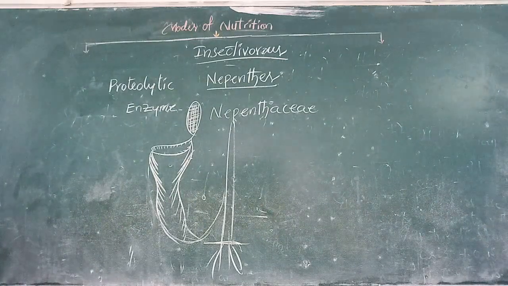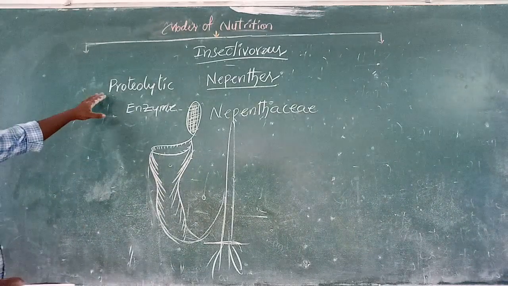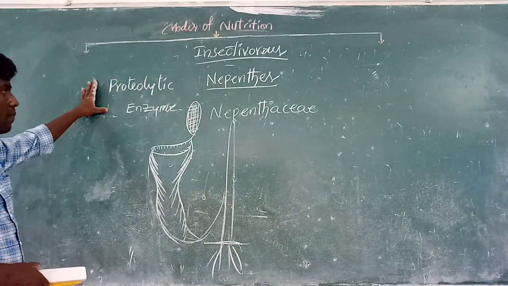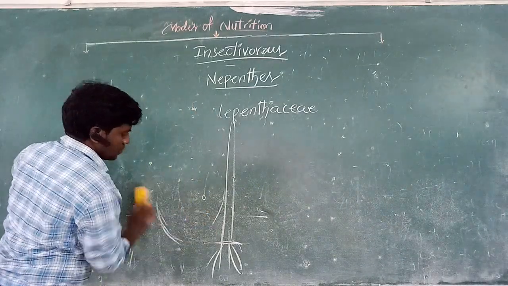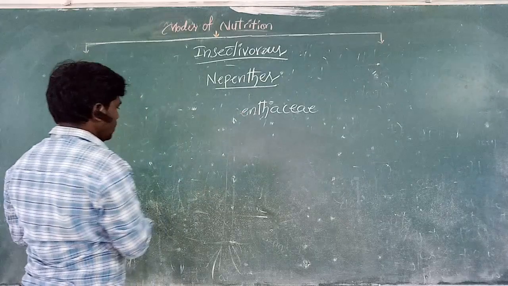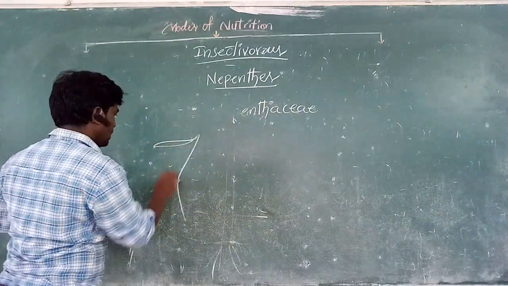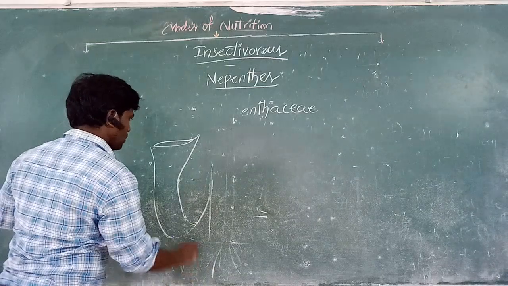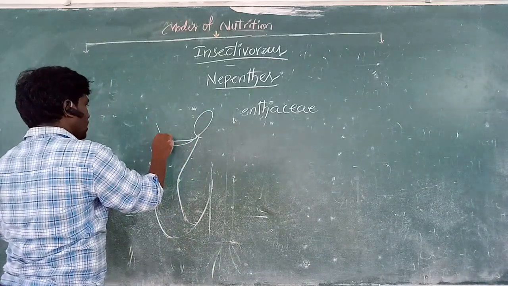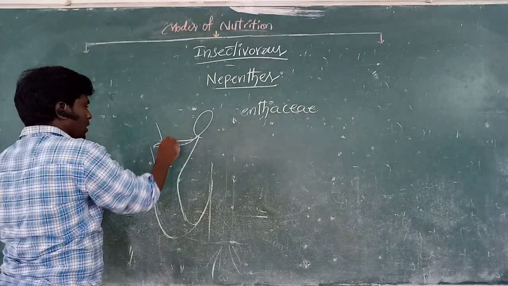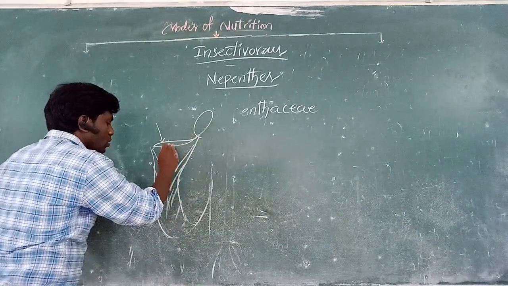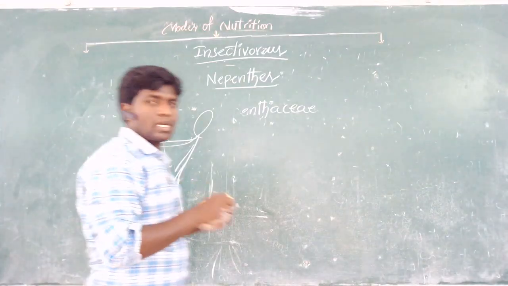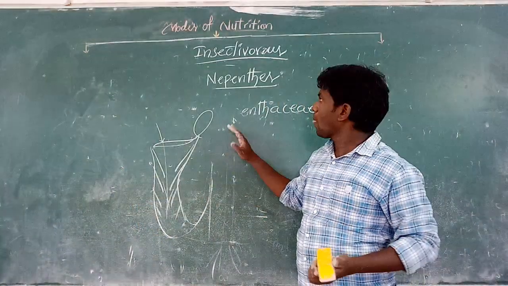And next, Utricularia. What is that? The next insectivorous plant is Utricularia. So here, if any insect comes crawling on this, the lid will be closed. Then the insect falls down into this, and once the lid is closed, the insect is unable to come out. So that is the digestion of the Nepenthes plant.